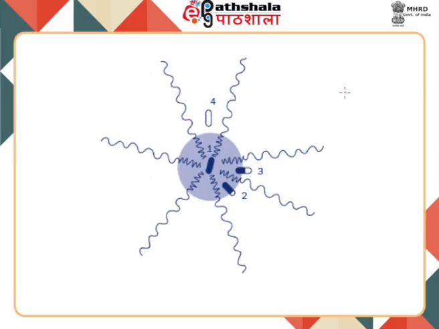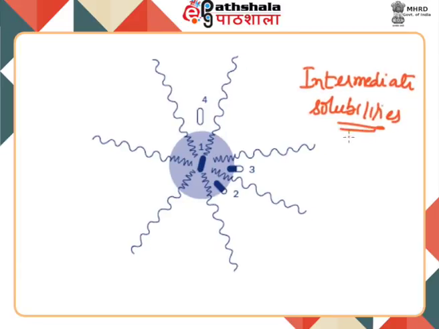Now if we talk about the drugs which have intermediate solubilities, what do we mean by that? That is, there will be drugs where there will be some hydrophobic part and some hydrophilic part. So they will be partially soluble in water. Now in these cases, these drugs will be positioned in between the core as well as the outside. That is, the core is hydrophobic and this is hydrophilic, so they will be positioned in between these two.